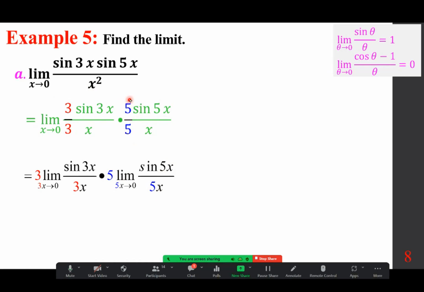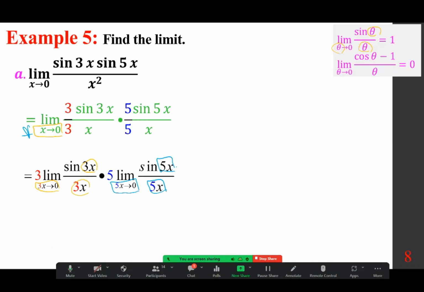Now, what is extremely important is the following. Let me show you. You want to make sure that this one and this one are the same. Since x goes to 0, so does 3x, and they're all identical. Since x goes to 0, so does 5x, and notice they're all 5x.